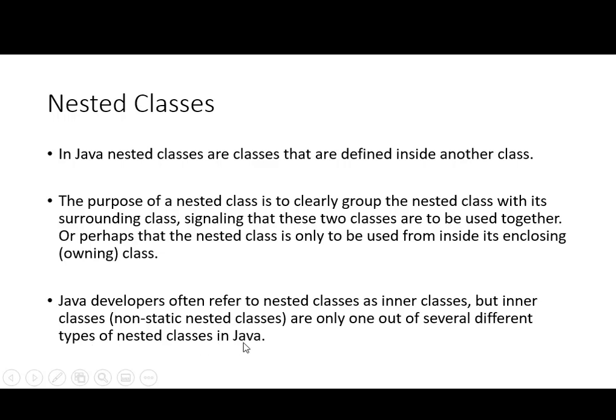So when we talk about an inner class, we are talking about only one type of nested class, and that particular type is the non-static nested class. There are a total of 4 types of nested classes which we can utilize in the Java programming language. We're going to discuss these types in this lesson.